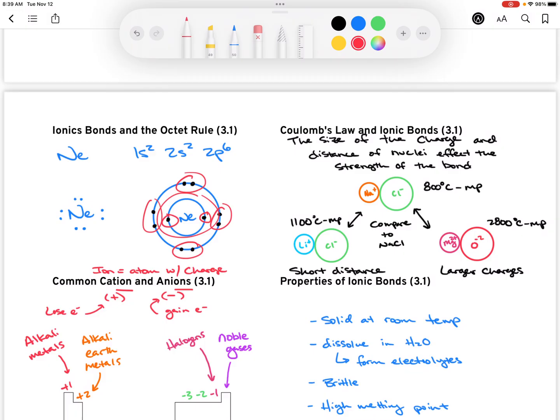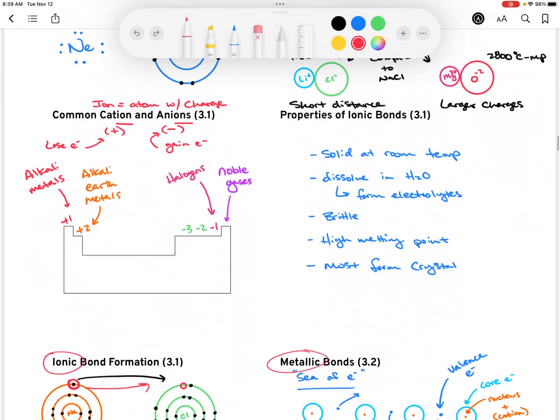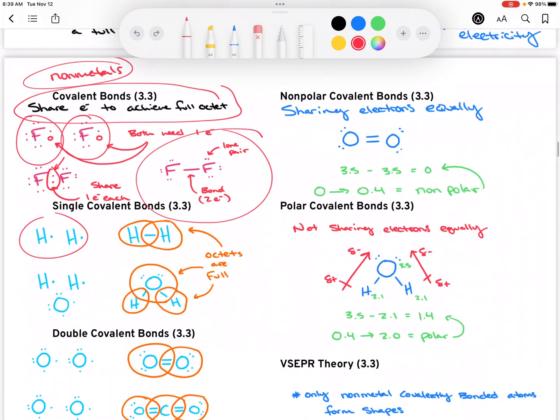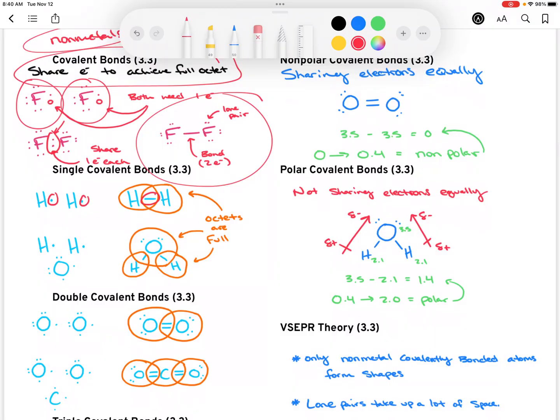So for hydrogen to have a full octet, it only has one ring. Whatever goes in here, it only needs 2. But hydrogen only has one electron, so it needs another electron to pair with to have a full octet. So what we're going to do is have these two electrons share, and they're going to form a bond like that.